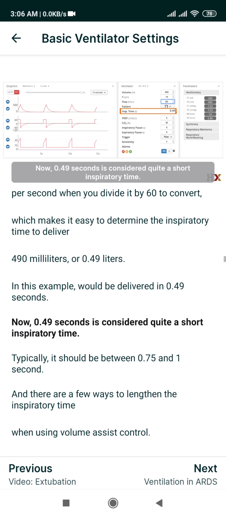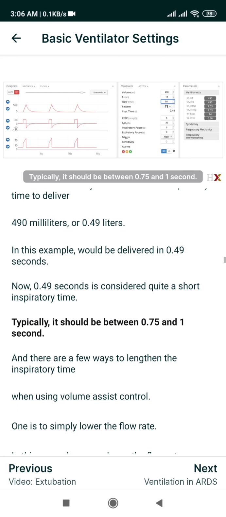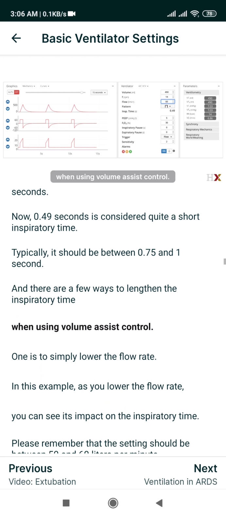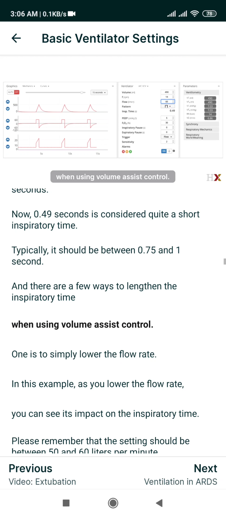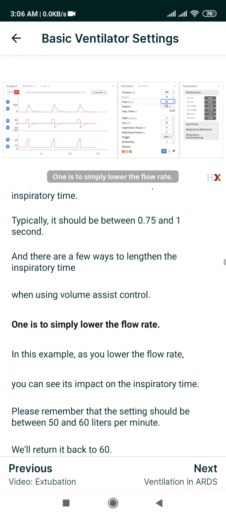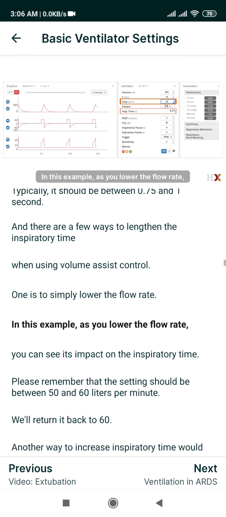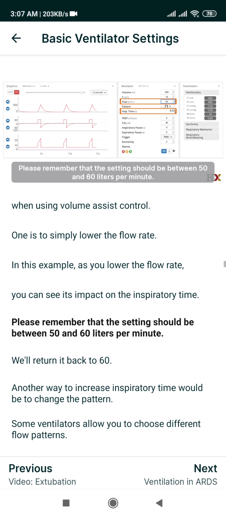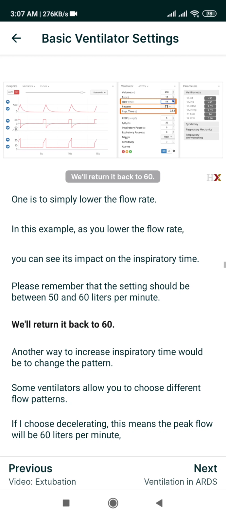Now, 0.49 seconds is considered quite a short inspiratory time. Typically, it should be between 0.75 and 1 second. And there are a few ways to lengthen the inspiratory time when using volume assist control. One is to simply lower the flow rate. In this example, as you lower the flow rate, you can see its impact on the inspiratory time. Please remember that the setting should be between 50 and 60 liters per minute. We'll return it back to 60.